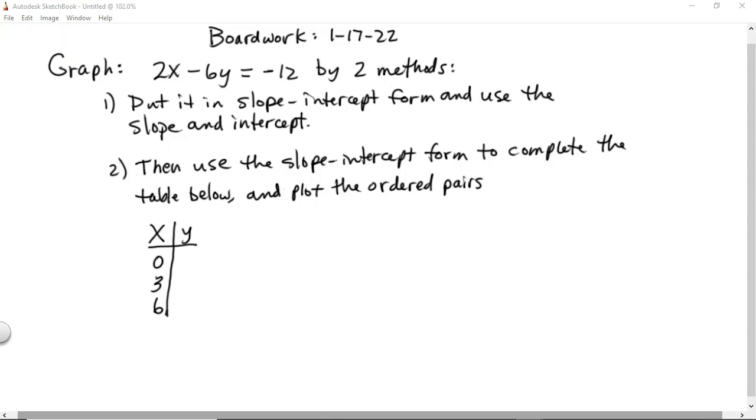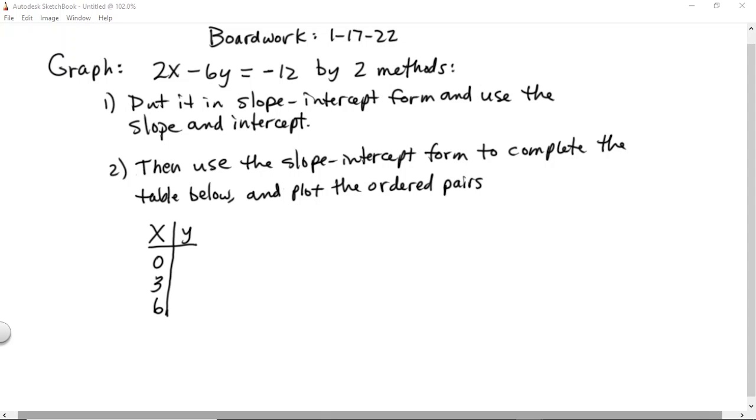So first, just put it in slope-intercept form and use the slope and the intercept to create the graph. And number one is the way we usually do these. Number two, use that slope-intercept form to complete this table below and plot the ordered pairs. So once you have it in slope-intercept form, you can plug in for x and get y and get those three ordered pairs. And then you can just plot those ordered pairs and graph the line that way.